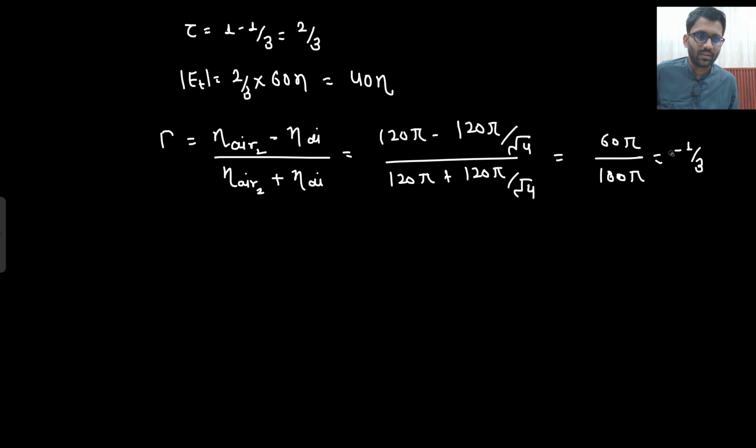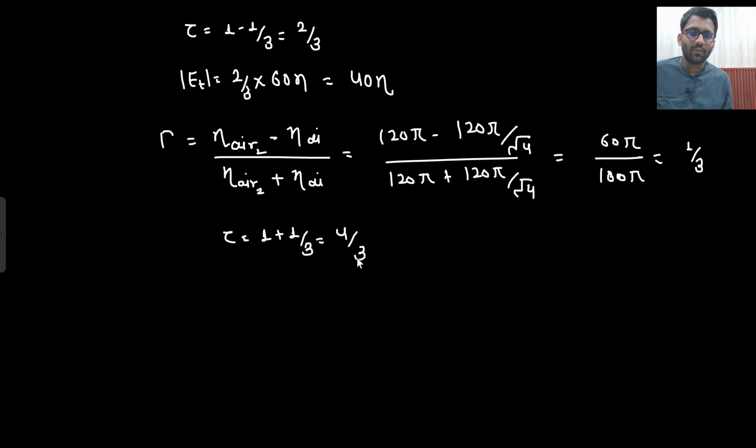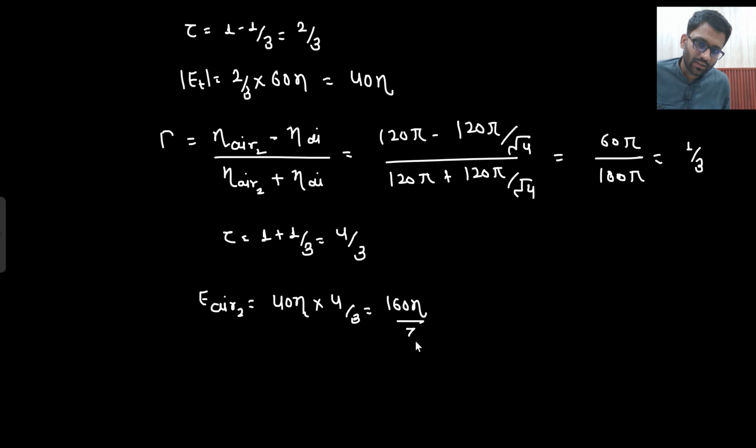Now what will be the transmission coefficient? That would be 1 plus 1 by 3. That would be 4 by 3. So 40 neta was coming here. This 40 neta was coming here. Now some part will be transmitted. So how much part will be transmitted? 40 neta into 4 by 3. So your electric field in air 2 would be equal to 40 neta into 4 by 3. That would be 160 neta by 3.